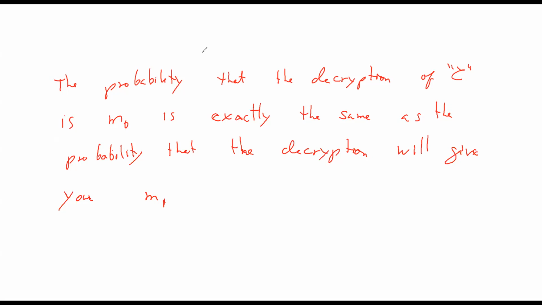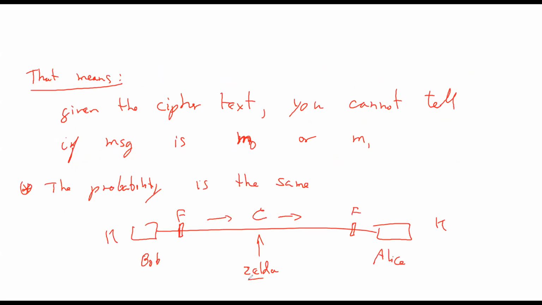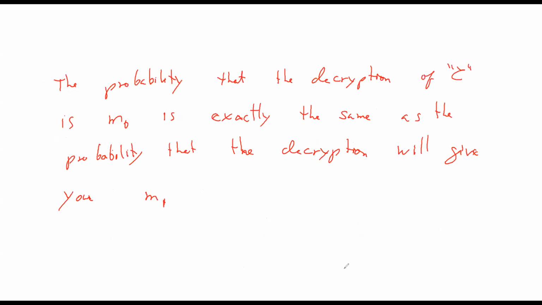So if all you have is the ciphertext, which is what you intercept over here, because Zelda can only intercept the ciphertext. Now, if Zelda breaks into the firewall and steals the key, that's a totally different story, right? The scenario assumes this only, okay? So if all you have is the ciphertext, then you have no idea whether the ciphertext came from M0 or M1. And that's really the important idea there.